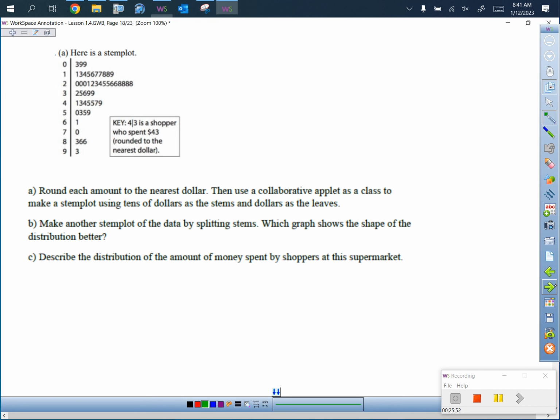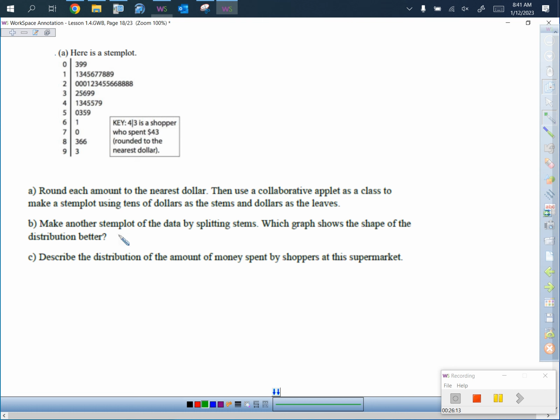So I have mine done from the computer because I kind of misspoke. We were supposed to do it in the computer, but it looks like that. If you missed one here or there, totally understandable. That's why I do them in pencil, to go back and sneak those in. Then they say make another stem plot by splitting the stems. I'm not going to make us draw that by hand. I wasn't going to do that anyway.